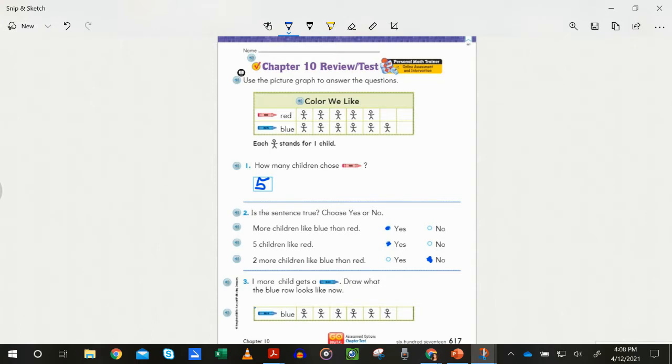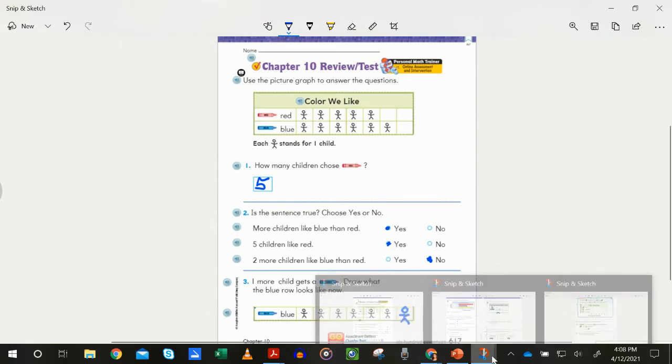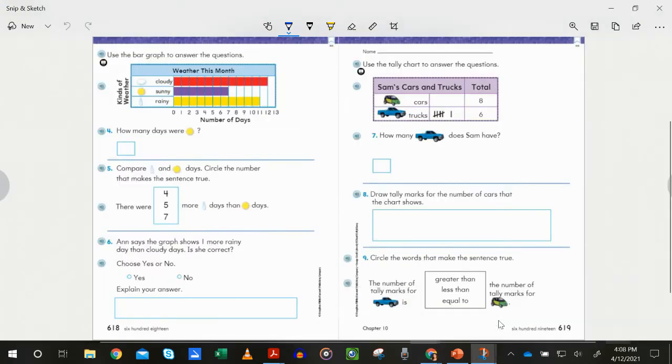Number 3, one more child gets a blue crayon. What does the blue row look like now? Well, you would have to add 1 more stick figure. So it should look like that or something like that. Okay, let's open it up and look at pages 618 and 619.